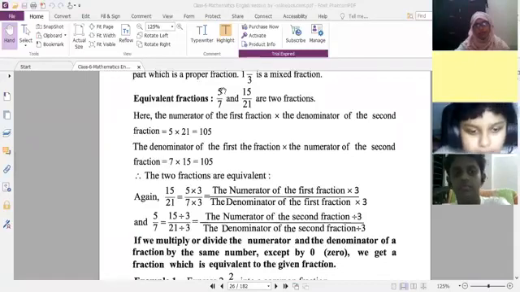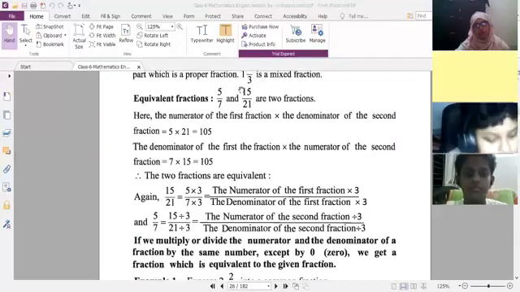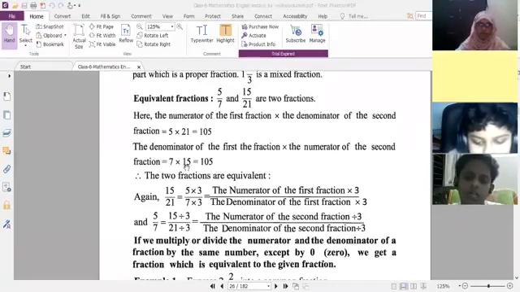Again, the denominator of the first fraction and the numerator of the second fraction multiplied. Here also you see that is equal to 7 into 15, which is equal to 105.